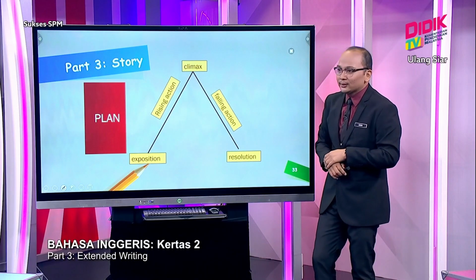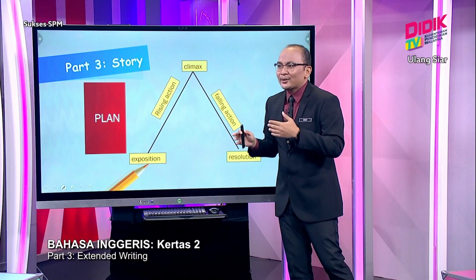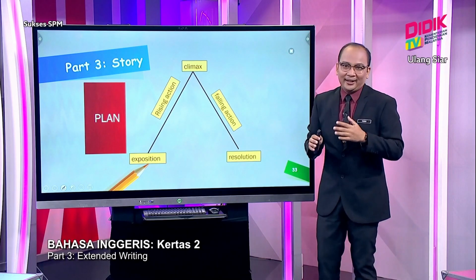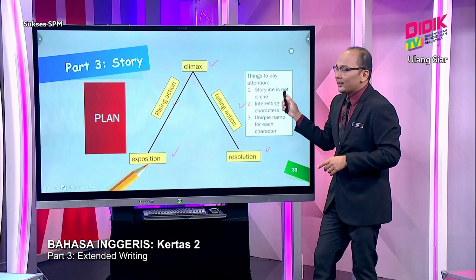And for story, we go on to the next one, which is a very common choice by our students out there. So please remember, for story, pay attention to this. There must be a triangular shape like this. In your plan, there must be an exposition, a rising action, a climax, a falling action, and also a resolution. Okay, things to pay attention to.